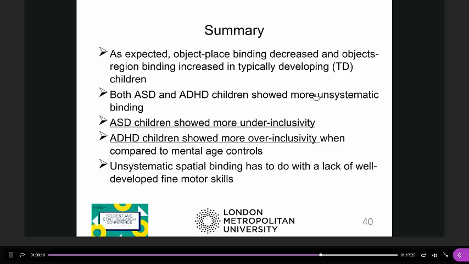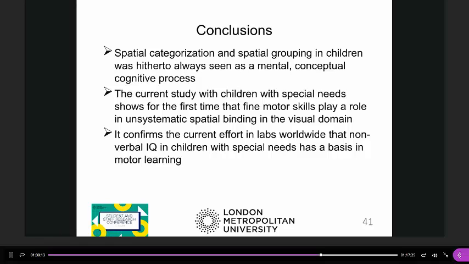So the conclusion then is that spatial categorization and spatial grouping, which we call binding, in children was always seen as a mental, conceptual, cognitive process, like an attitude, but the current study with children with special needs shows for the first time that fine motor skills play a role in unsystematic spatial binding in the visual domain, and it confirms current efforts in labs worldwide that nonverbal IQ in children with special needs has a basis in motor learning.